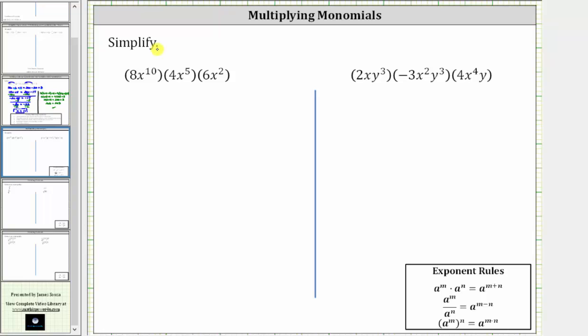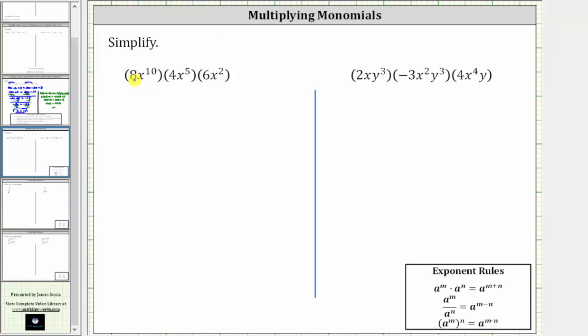We want to find the product of the monomials. In the first example, we have 8x to the 10th times 4x to the 5th times 6x squared. To find the product, we multiply the coefficients and we multiply the variables. But if it's helpful, we could change the order of the multiplication using the commutative property of multiplication.